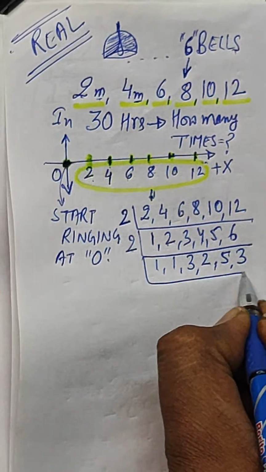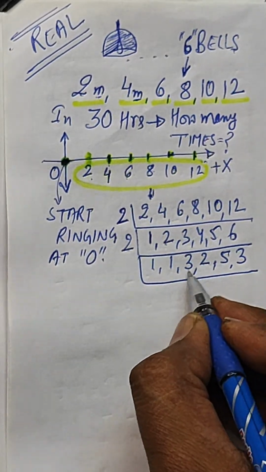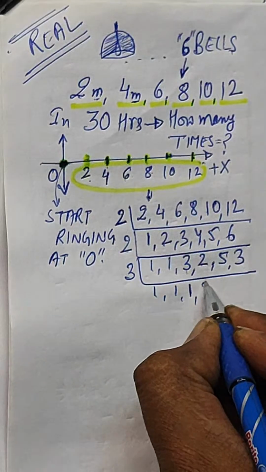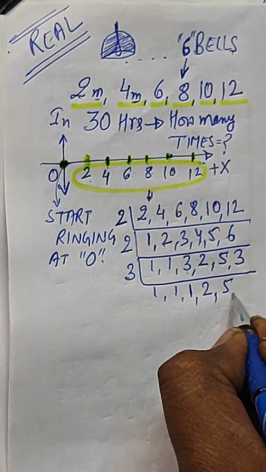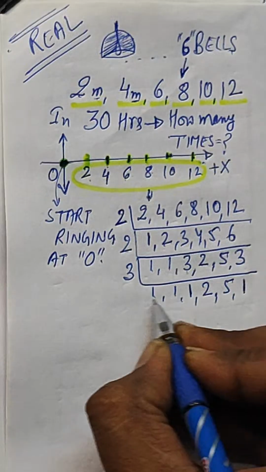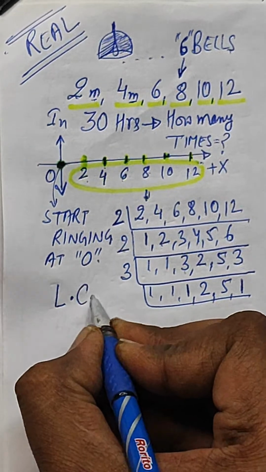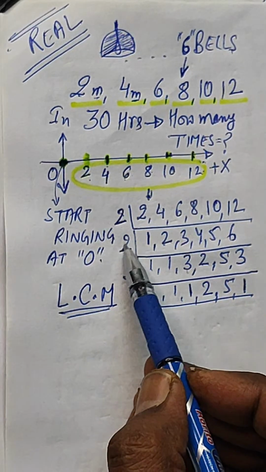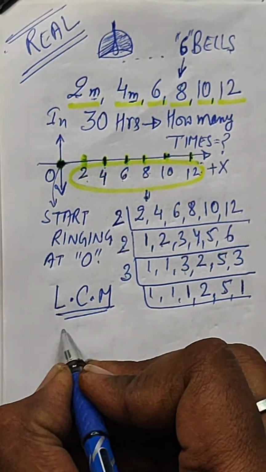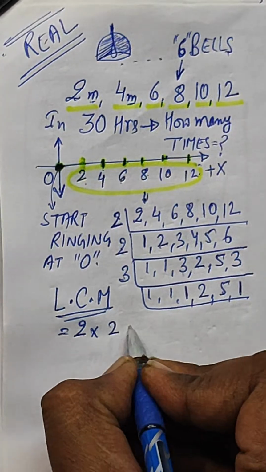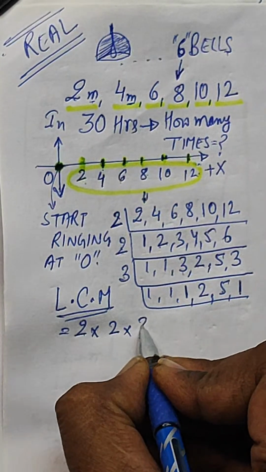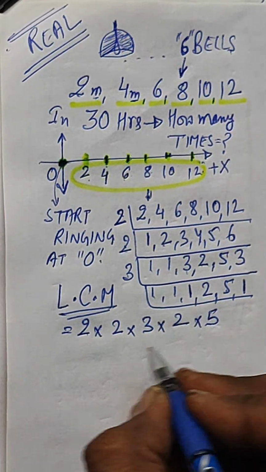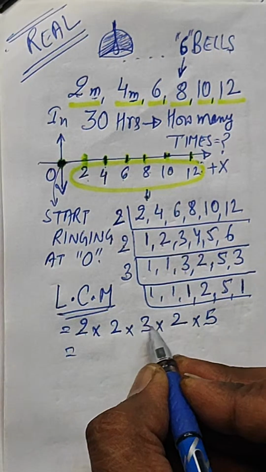After that, you can take the next one, 3 is there as a common factor. So take 3: 1 as it is, 3 ones are 3, 2 will be as it is, 5 will be as it is, and 1. So the LCM of these numbers 2, 4, 6, 8, 10 and 12 is 2 into 2 into 3 into 2 into 5. Let me write it quickly: 2 into 2 into 3, 1 will be the same, we'll leave it, into 2 into 5. When you multiply it, it comes as 4, 12, 24, into 5 is 120.